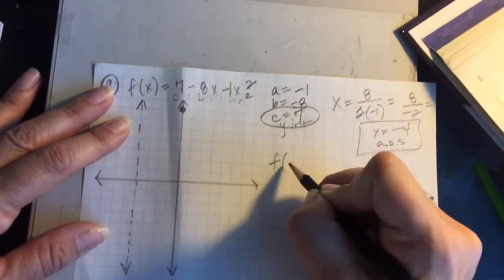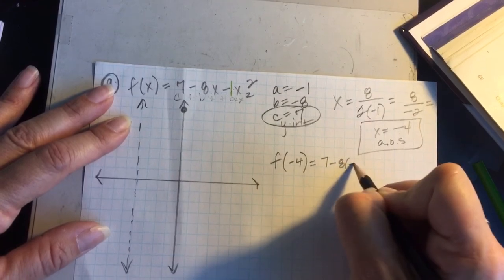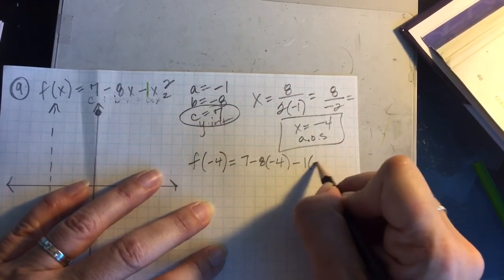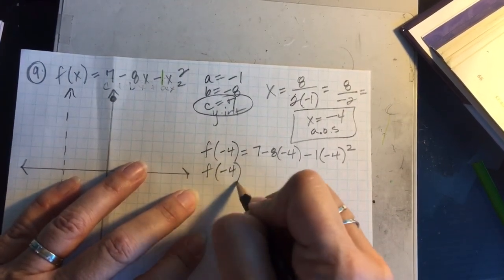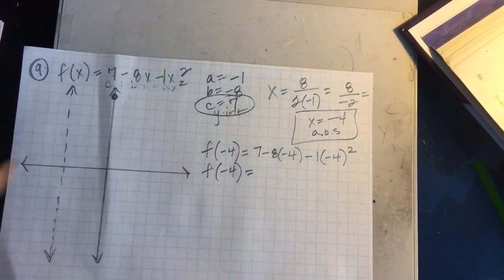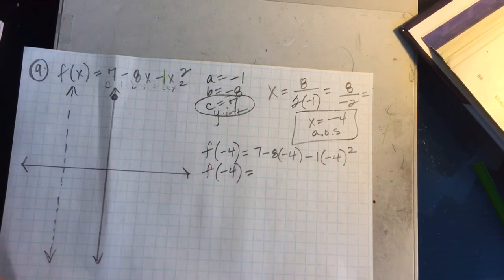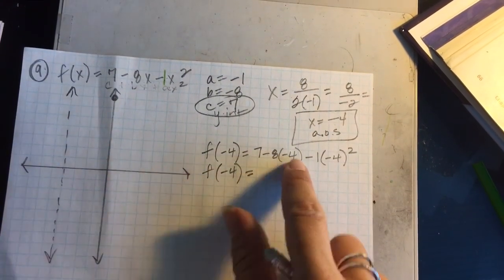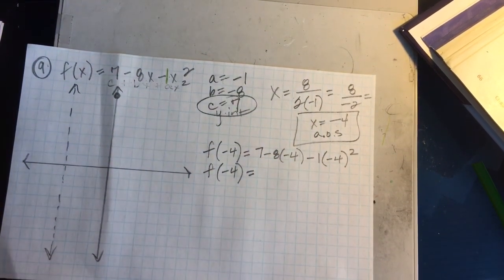I'm going to plug negative 4 into my function. 7 minus 8 times negative 4 minus 1 times negative 4 squared. And I'm going to need my calculator for that one. Let's see here. 7 times 8 minus negative 4. Or 7 minus. Make sure you're using the negative sign for that one and wrapping parentheses around it.